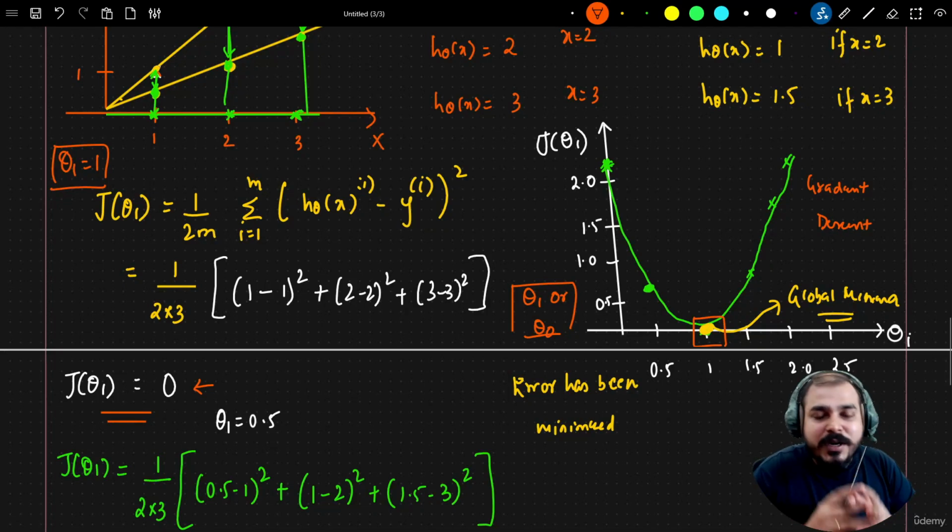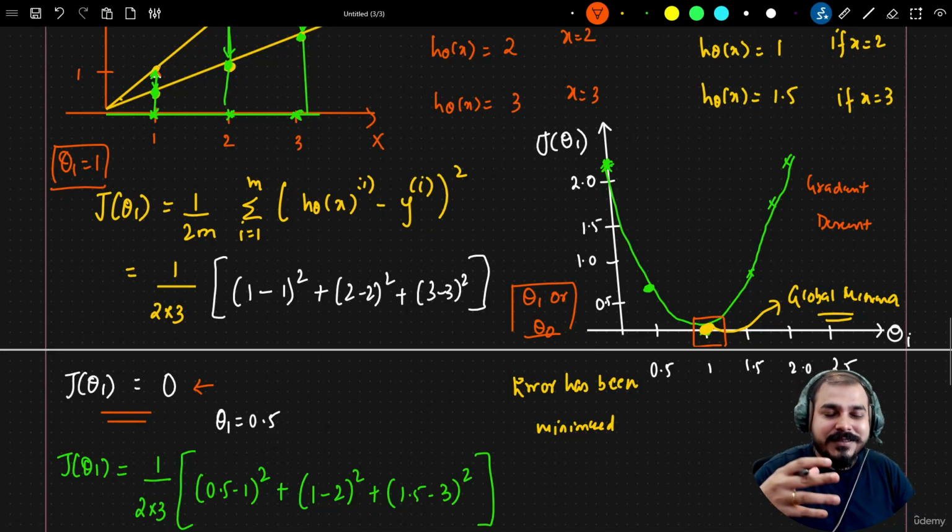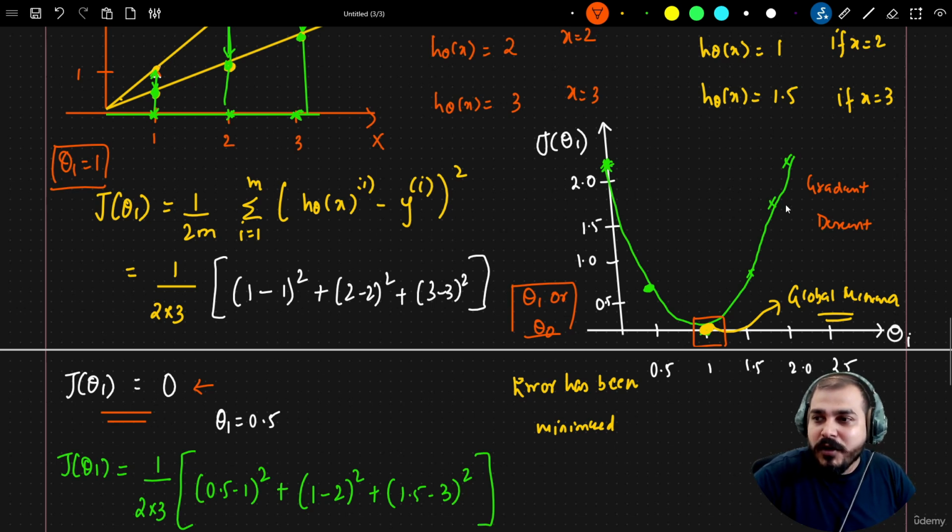So guys, we are going to continue the discussion with respect to simple linear regression. In our previous video, we had discussed cost function and how we could find different cost function values by changing our theta 1 value. And we also saw that we could form a gradient descent curve, which is this kind of curve.